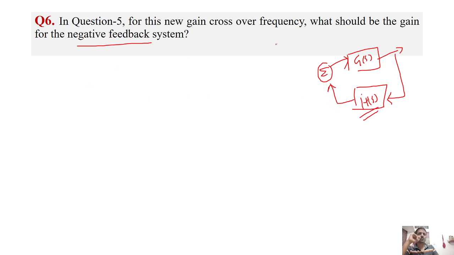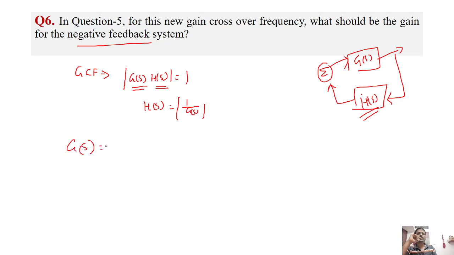How will we find that? We know that at the gain crossover frequency, the magnitude of g of s into h of s is equal to 1, right? We know g of s, so we just need to find h of s. So h of s equals 1 by g of s. What is g of s? That is 50 by s into s plus 5 whole square. And what is g of j omega?